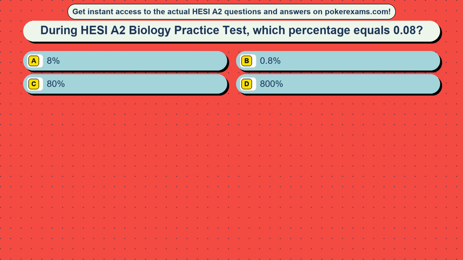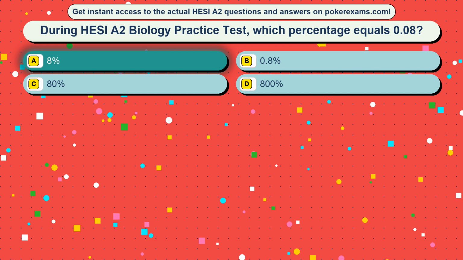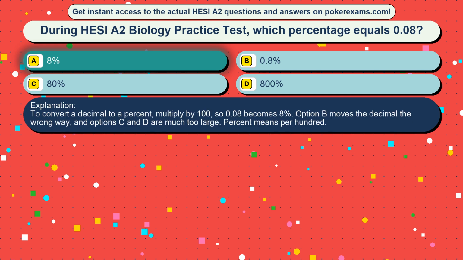Question 21. During HESI A2 Biology Practice Test, which percentage equals 0.08? Option A, 8%. Option B, 0.8%. Option C, 80%. Option D, 800%. The correct answer is option A, 8%. To convert a decimal to a percent, multiply by 100, so 0.08 becomes 8%. Option B moves the decimal the wrong way, and options C and D are much too large. Percent means per hundred. Question 22.